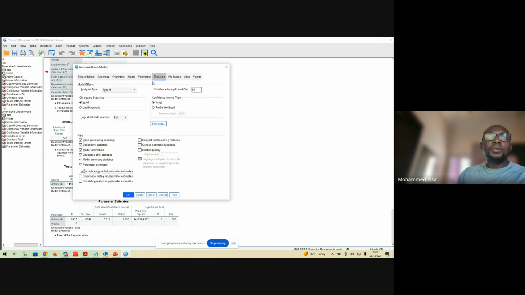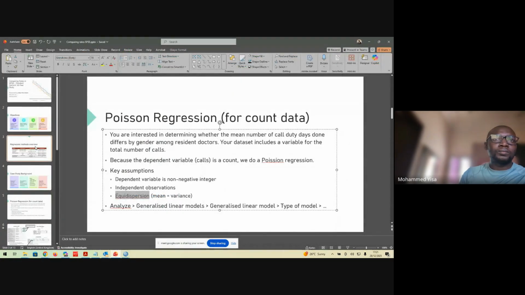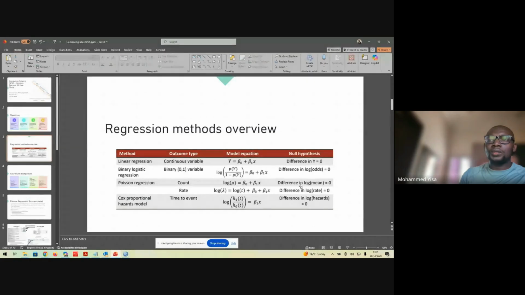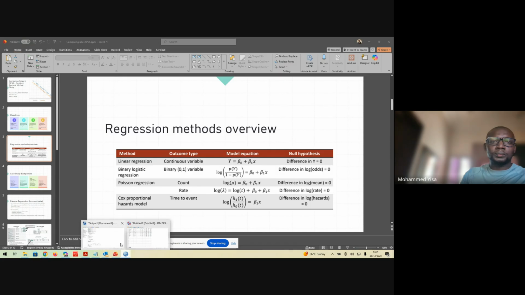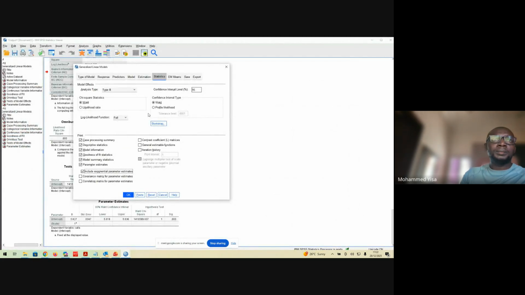Okay, so under statistics, we select exponential parameter estimate. If you remember, let's go back. The reason why we're doing that is because our final answer is going to be in form of a logarithm, so we need to exponentiate it to actually get a figure that makes sense to us. So we now go back to here.